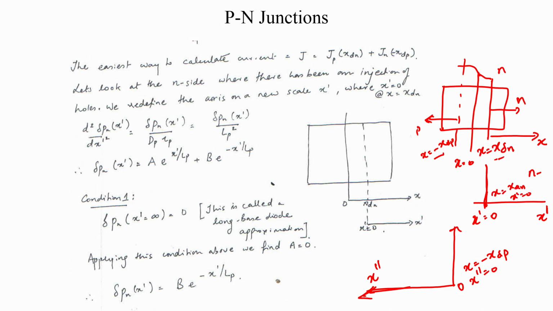So, I am going to define two new coordinate systems of this kind so that I can write my continuity equation in a manner that I am very familiar with. It is not going to change the physics, it is just going to simplify the math a lot. Using this transformation, we end up with the continuity equation that we are very familiar with. You will find that the continuity equation that describes the injected hole population on the N side, which is delta p_n, is this.